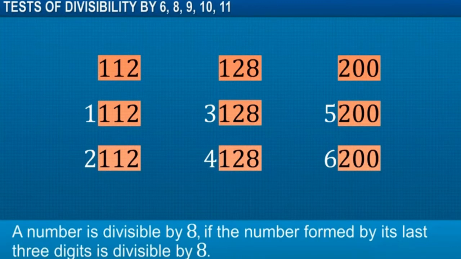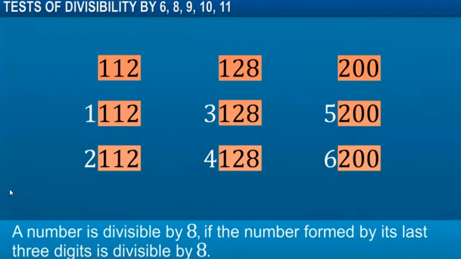Now this condition, divisibility by 8, is similar to that of divisibility by 4. What was the similarity? In 4 we take the last 2 digits, and in 8 we take the last 3 digits. Okay, so just write down the statement: a number is divisible by 8 if the number formed by the last 3 digits is divisible by 8.